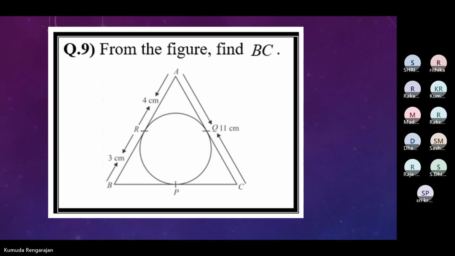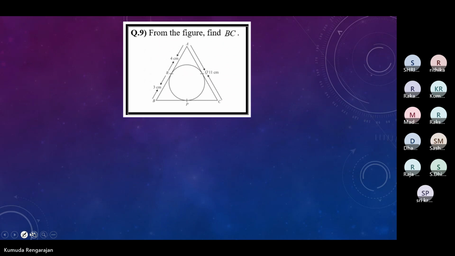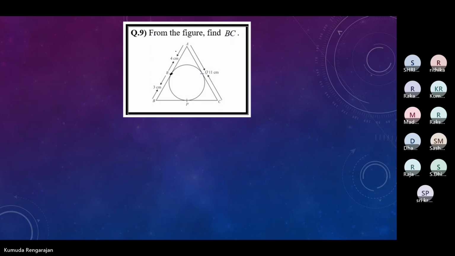All right, children. So it's like this. See, you can make out very clearly that this portion is given to be 3, and that is AR. AR, see, this one is 4. AR is 4 and BR is 3. Here we have AQ and QC, and here we have BP and PC.